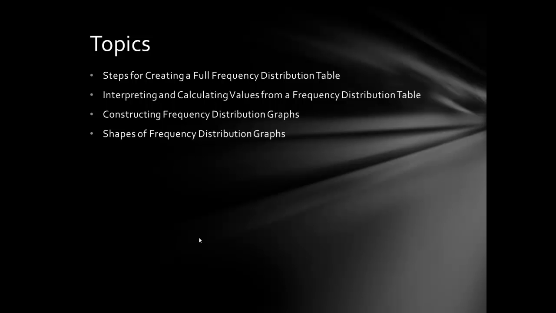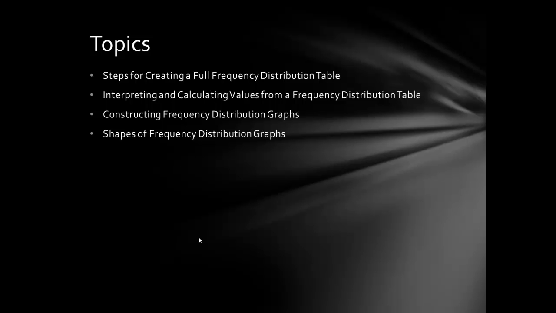The full frequency distribution table provides a lot of useful information, but going forward, we are going to be using a more simplified version of the frequency distribution table to do calculations for the rest of the semester. Then I'm going to talk about interpreting and calculating values from a frequency distribution table. So using that simplified, not the full, but the simplified frequency distribution table to figure out how to add up all the scores or figure out how many different data points or people there are in our data set. And that type of information will be really useful for all the calculations that we're going to be doing for the rest of the semester.